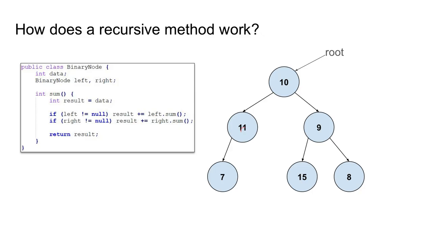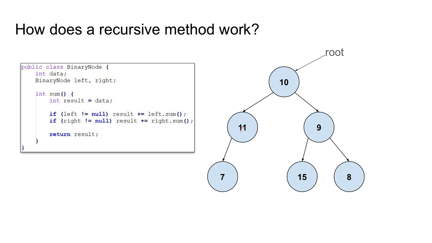And in this case, since I'm computing a sum, I've got this result variable, and if there is a left sum, I'm going to add it onto result. Same thing with the right, add it on, and then I'm going to return it. But it doesn't seem like there's a whole lot going on here. I mean, really, there's just 1, 2, 3, 4 lines of code that are supposed to compute the sum of all the numbers in all the nodes. So let's see how that works.